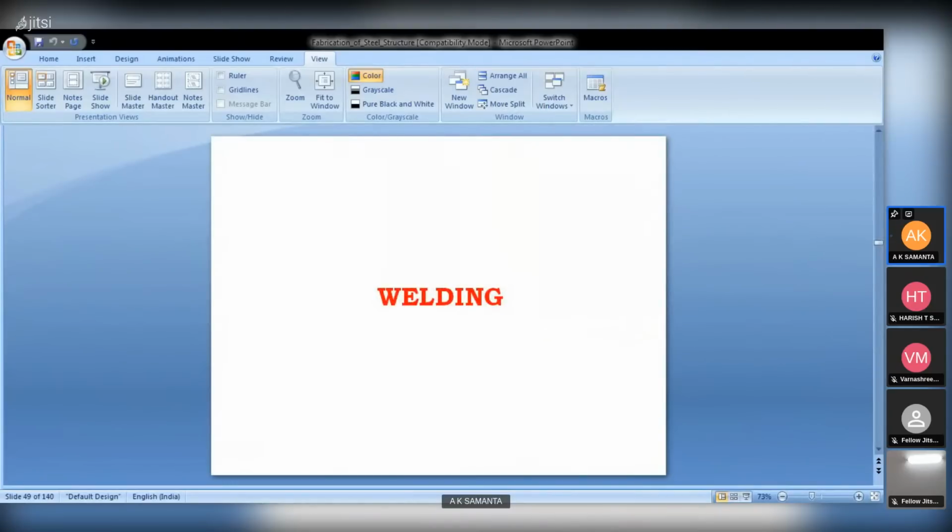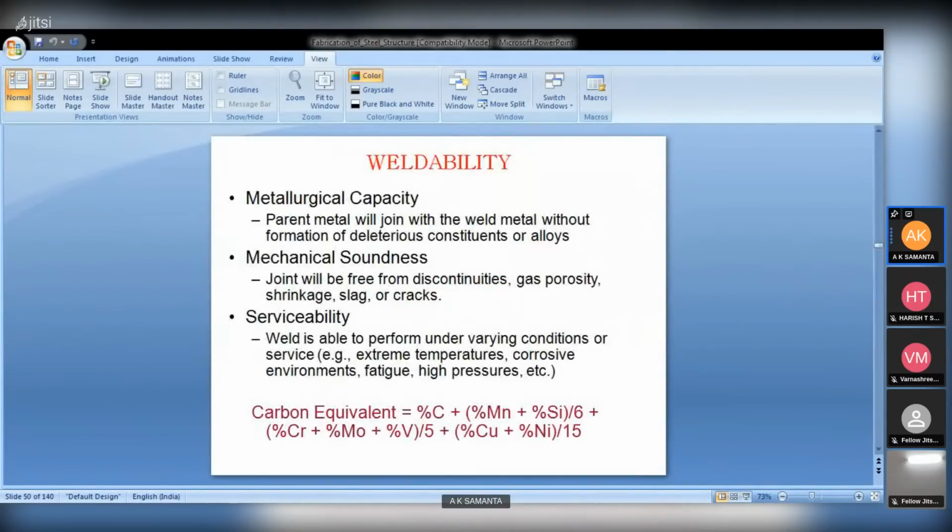Now I am coming to welding. Now what is welding? We have three types of understanding by three types of engineering fraternity. One, what metallurgists understand by weldability. Metallurgists tell that the parent metal will join the weld metal without formation of deleterious constituents or alloys. So this is the metallurgical definition. After welding, the chemical composition or the microstructure of the steel should be as per the parent material. There should not be any deviation.